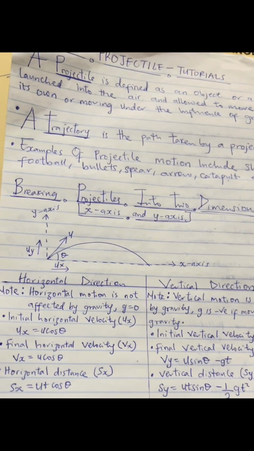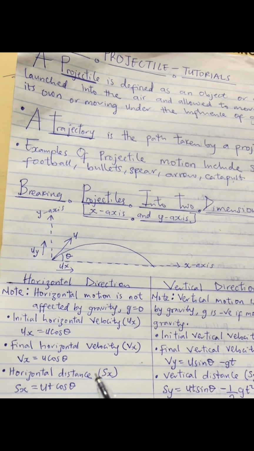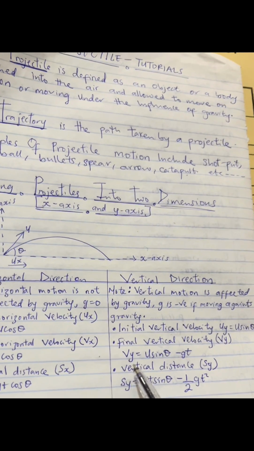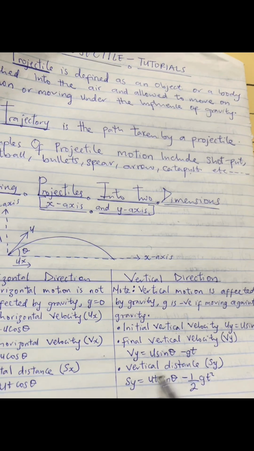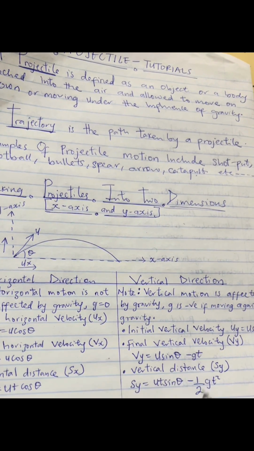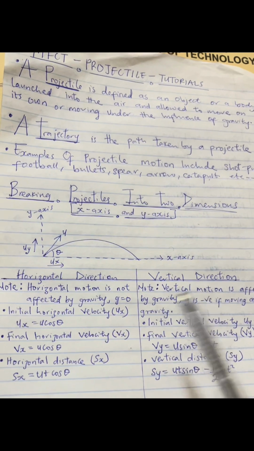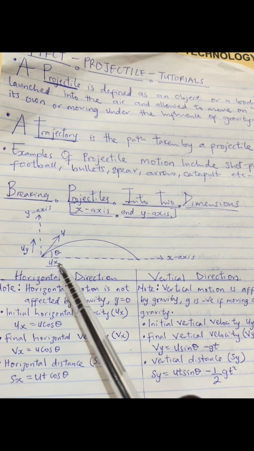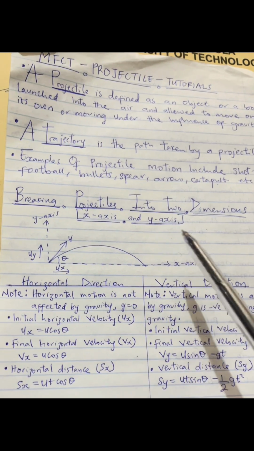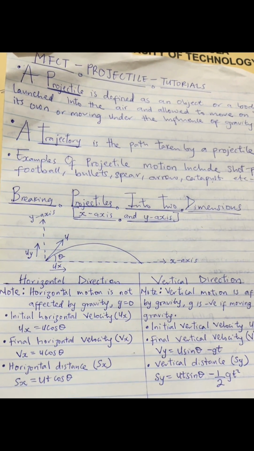That's the formula. We also have the horizontal distance, Sx. The formula for Sx is ut cos theta. And we also have the vertical distance, Sy. The formula for Sy is what? Ut sine theta minus half gt squared. You have to be used to the horizontal direction formulas for the projectile body and the vertical direction formulas for the projectile body. So let us look at a typical example.